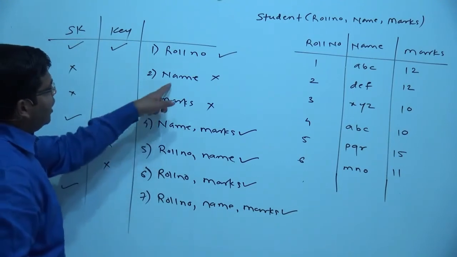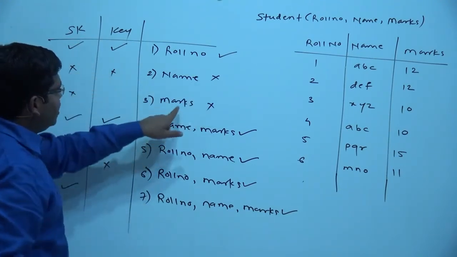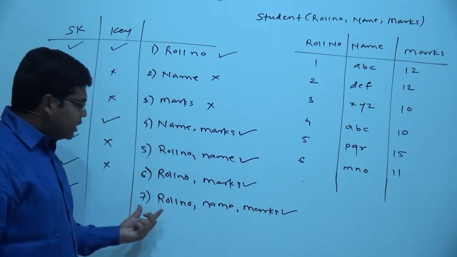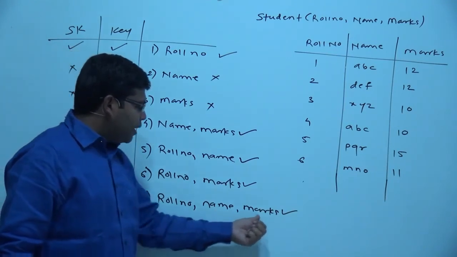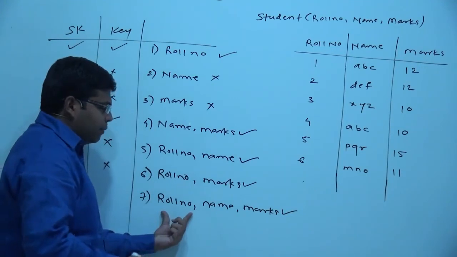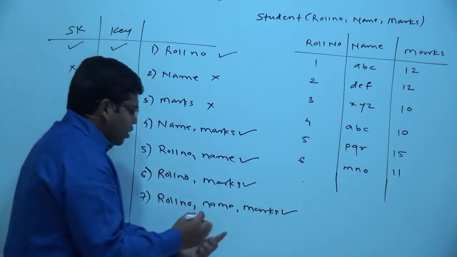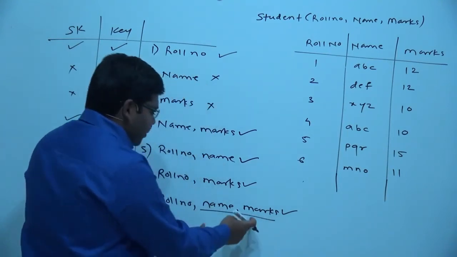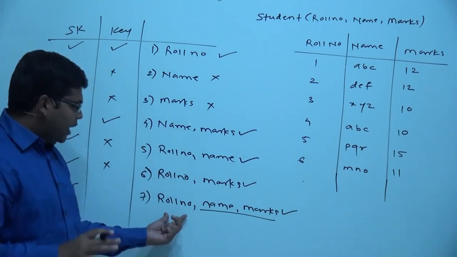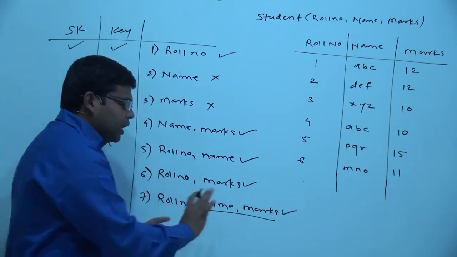Similarly, name alone is not a key, therefore it is neither a super key nor a key. Marks again is not a super key, neither a key. And lastly, roll number, name and marks. Here we have redundant attributes. If you think of roll number, then name and marks are redundant, because roll number alone can act like a key. And if you think of name and marks, this combination forms a key, and therefore roll number becomes redundant. That is why this combination has redundant attributes.